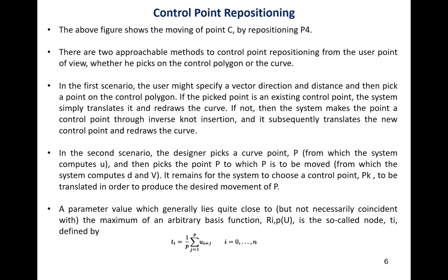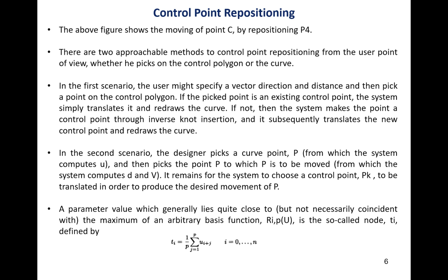There are two approaches to control point repositioning from the user's point of view, depending on whether he picks the control polygon or the curve. In the first scenario, the user might specify a vector direction and distance and then pick a point on the control polygon. If the picked point is an existing control point, the system simply translates it and redraws the curve. If not, then the system makes the point a control point through inverse knot insertion, and it subsequently translates the new control point and redraws the curve.